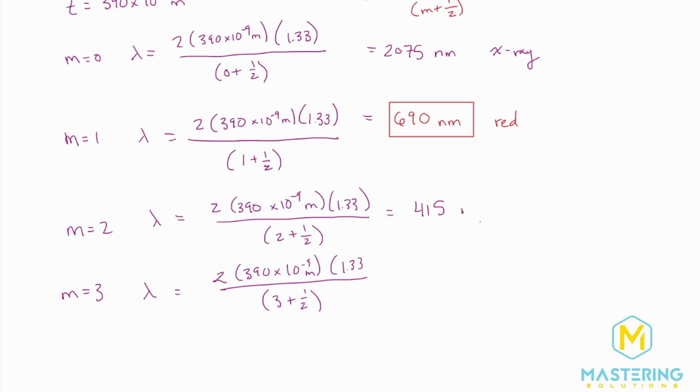Now let's go to m is equal to 2, and we have 415. You could round that if you wanted, of course, to 410, but I'm going to leave it at 415. And that is going to be a violet, kind of purple color. So we'll just say violet.